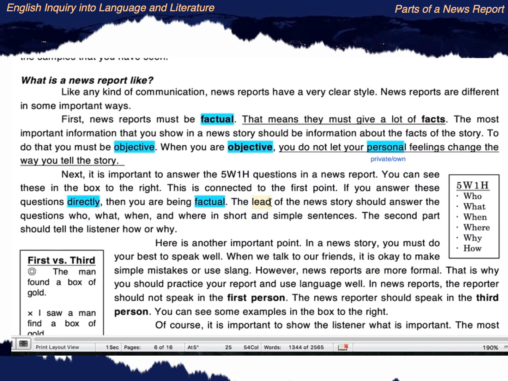The lead. Lead. That's quite difficult. The lead of the news story should answer the questions who, what, when, and where in short and simple sentences. The second part should tell the listener how or why. Okay, let me check the dictionary for directly and lead.